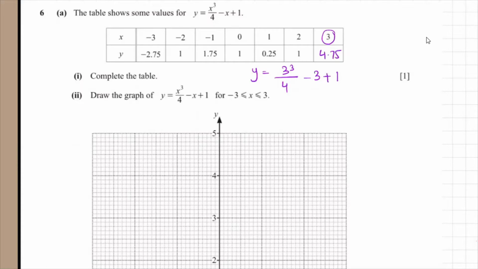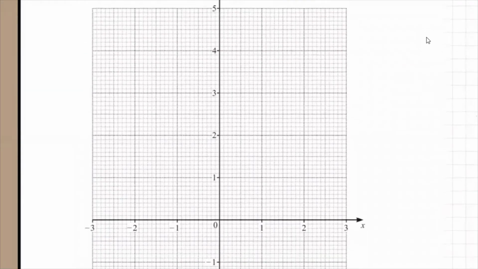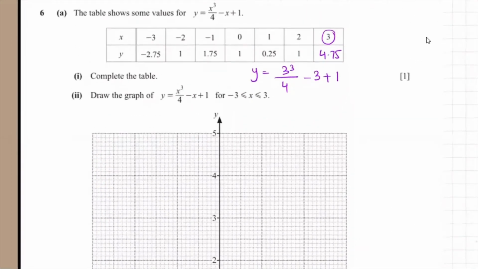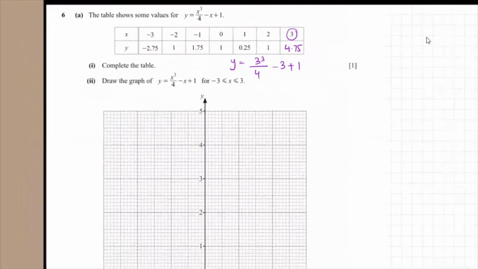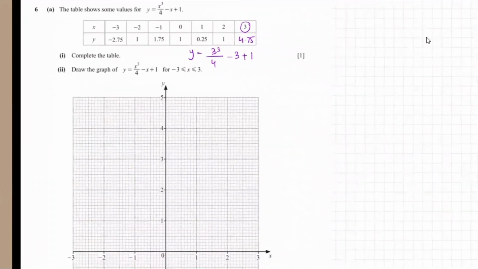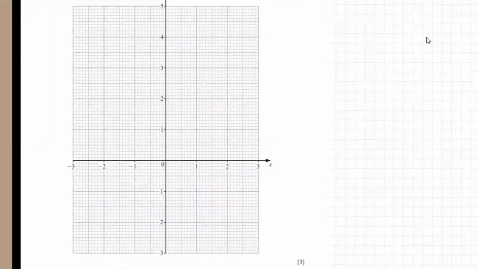Okay, draw the graph of y equals the equation for minus 3 to 3. So the values are given to me. I'm just going to quickly plot them so you can see how I'm doing it. The first point is minus 3 and minus 2.75. So I have to go down. Minus 3 is over here. Minus 2.75 is here. This is my first point.